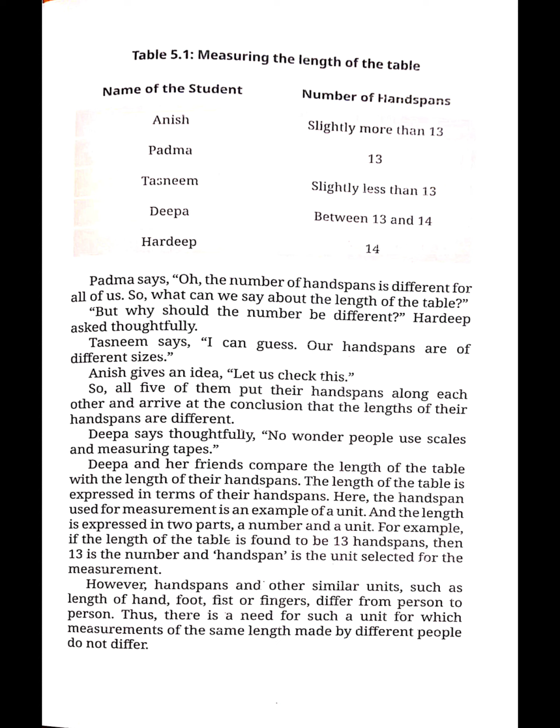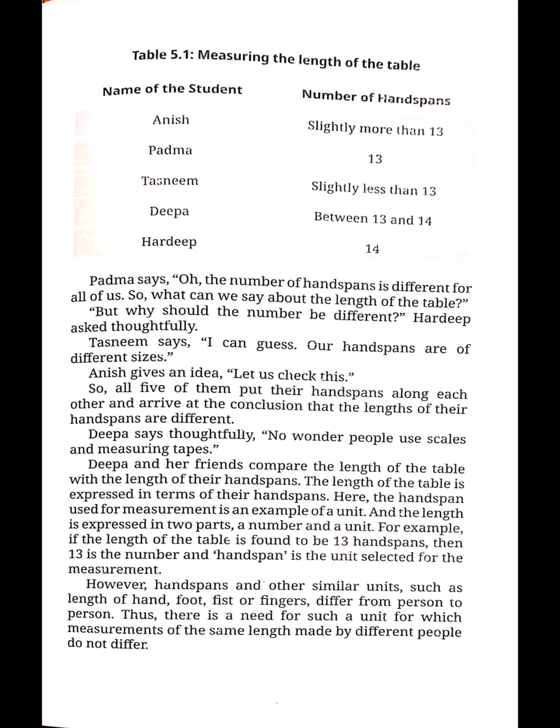So what can we say about the length of the table? But why should the number be different? Hardeep asked thoughtfully. Tasneem says, I can guess. Our hand spans are of different sizes. Anish gives an idea. Let us check this. So all five of them put their hand spans along each other and arrive at the conclusion that the lengths of their hand spans are different. Deepa says thoughtfully, no wonder people use scales and measuring tapes.